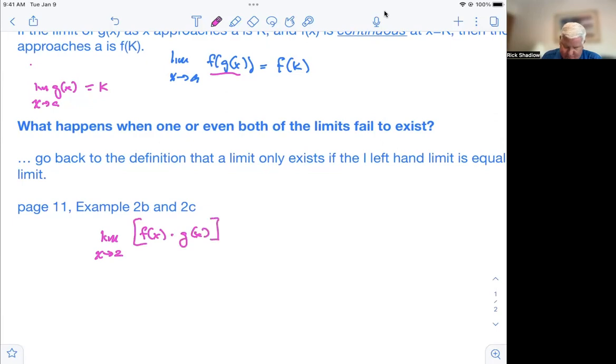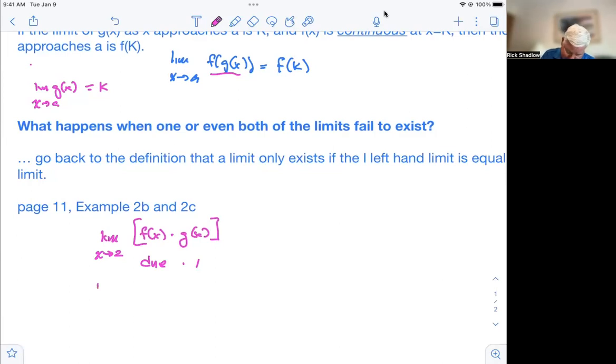And if I inspect those graphs, the limit of f of x as x approaches 2 does not exist. And the limit of g as x approaches 2, that does appear to be 1. So this doesn't exist, and this is 1. However, 1 times doesn't exist doesn't necessarily mean doesn't exist. So what I have to revert to then is going back to the definition of the limit. The limit only exists if the left-hand limit is equal to the right-hand limit.